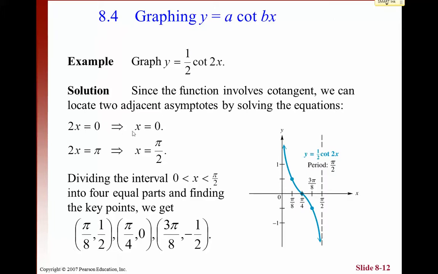So we get the asymptotes at x equals 0, and we solve it for 2x, that's our b number, is 2, so 2x equals pi. So the other asymptote is at pi over 2. And halfway in between there is where it crosses the x-axis. The other points in between would normally have a value of 1, but since we have that 1/2 here, if you want to be exact about it, you plot that point at 1/4 and 1/2, right? Because that's what that does.